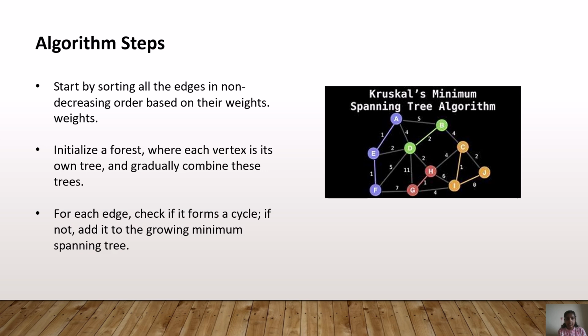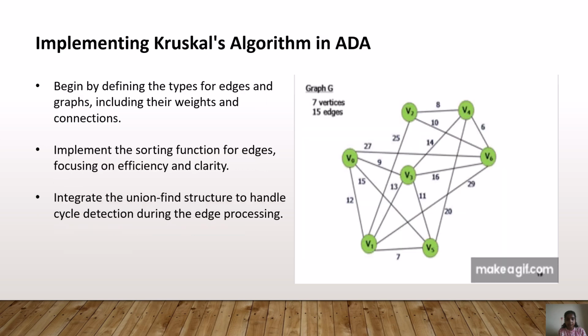Algorithm steps. Start by sorting all the edges in non-decreasing order based on their weights. Initialize a forest where each vertex is its own tree and gradually combine these trees. For each edge, check if it forms a cycle. If not, add it to the growing minimum spanning tree, or else skip that one.